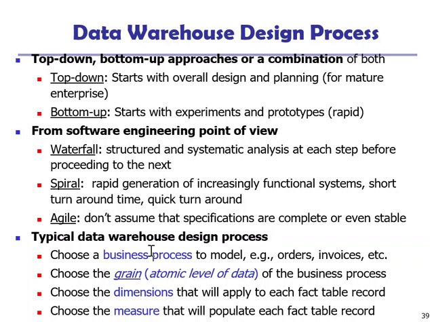So the steps involved in data warehouse design are, first, to choose a data process to model. That's the subject we want to focus on for one component of the data warehouse, whether it's sales, customers, orders, or invoices. Then we decide the granularity level that we want to work with. And then we determine what the dimension tables and the measures are that we want to include.